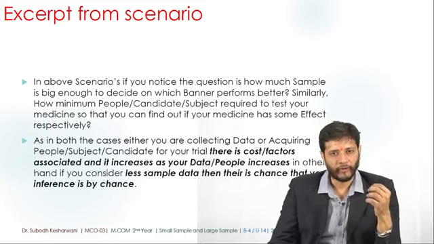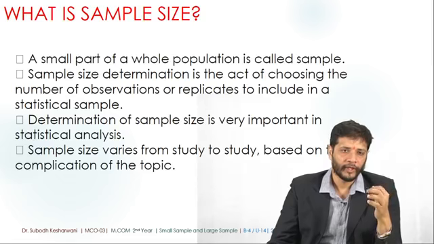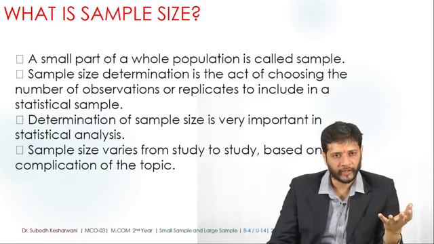In both cases, whether you are collecting data or acquiring subjects for your trial, there is a cost factor associated, and the cost increases as the data or people increase. If you consider a smaller sample, there is a chance that your inference is by chance. So that is where things need to be done. And what exactly could the sample size be? Is there any rocket science? Because, as I have said, it all varies with circumstances.